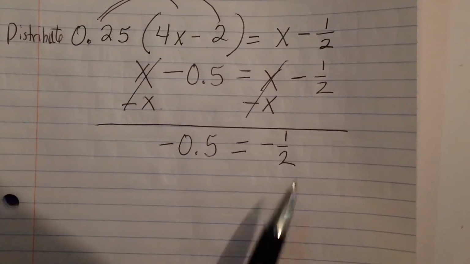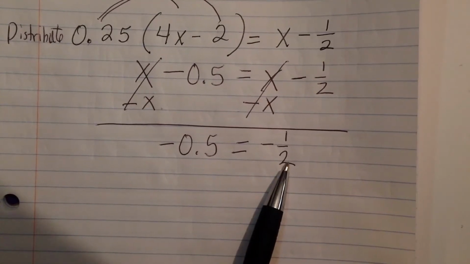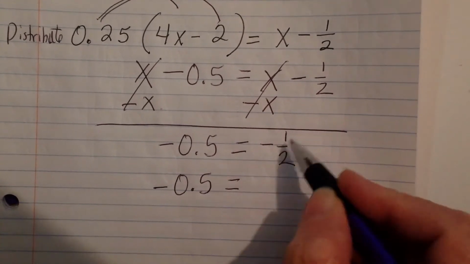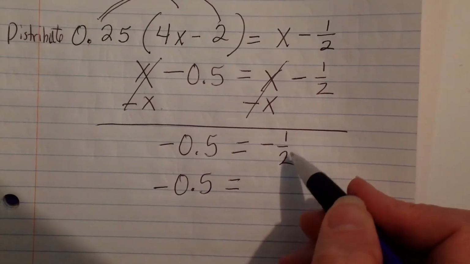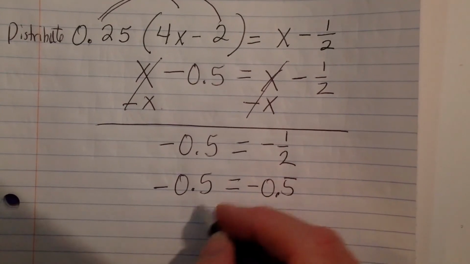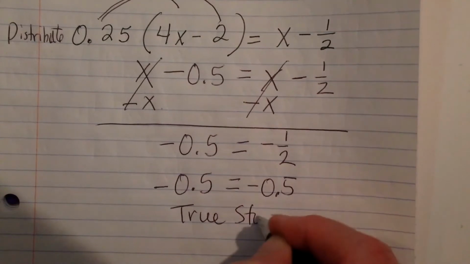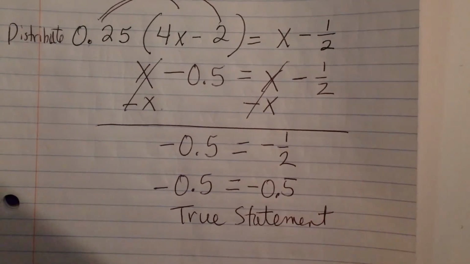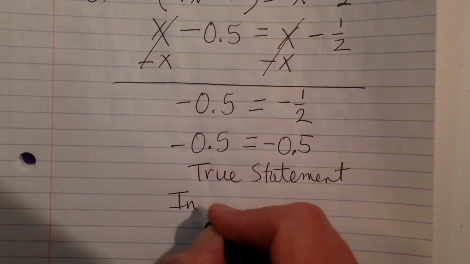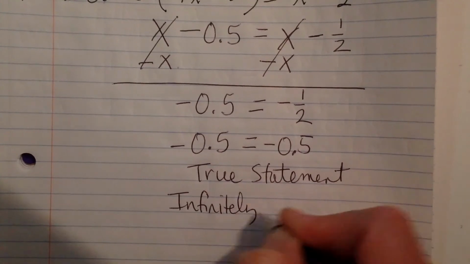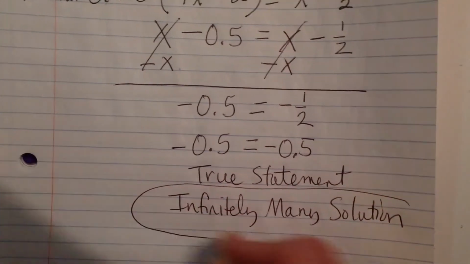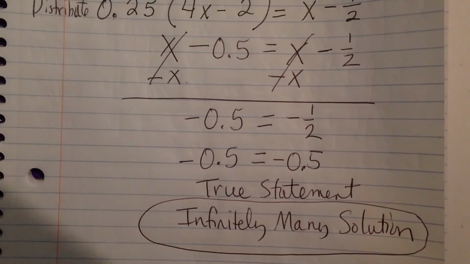The question is, are these two numbers equal? Actually, negative 0.5 is equal to negative 1/2. If you punch that on your calculator, you would also get negative 0.5. So yes, this is a true statement. The left side does equal the right side. Therefore, when you have a true statement, your answer is infinitely many solutions. So your answer to this problem is infinitely many solutions.